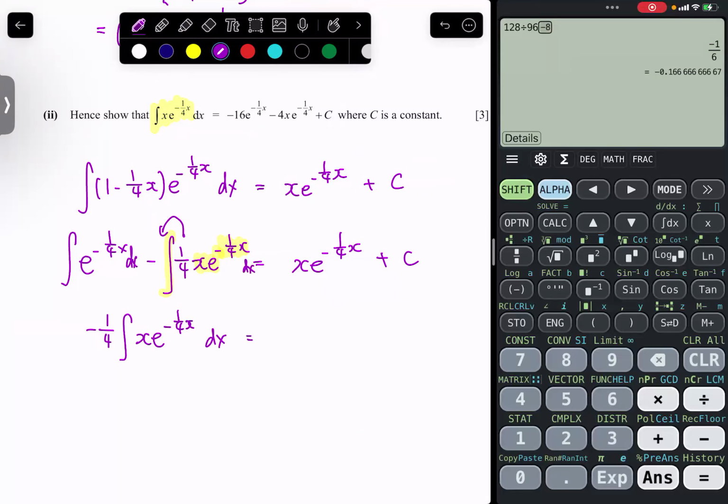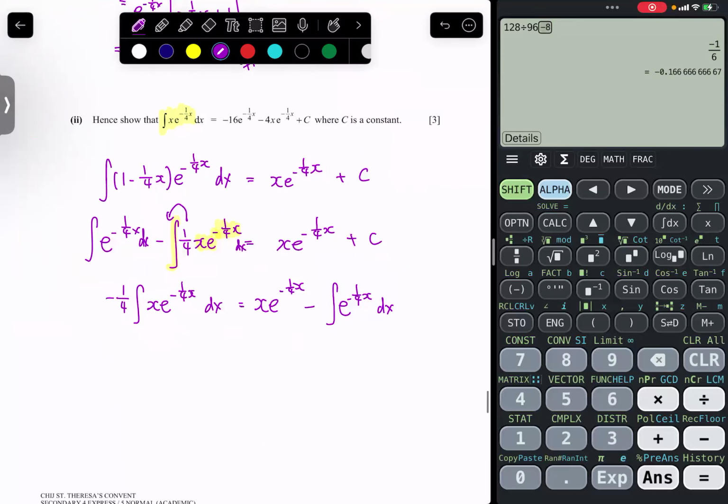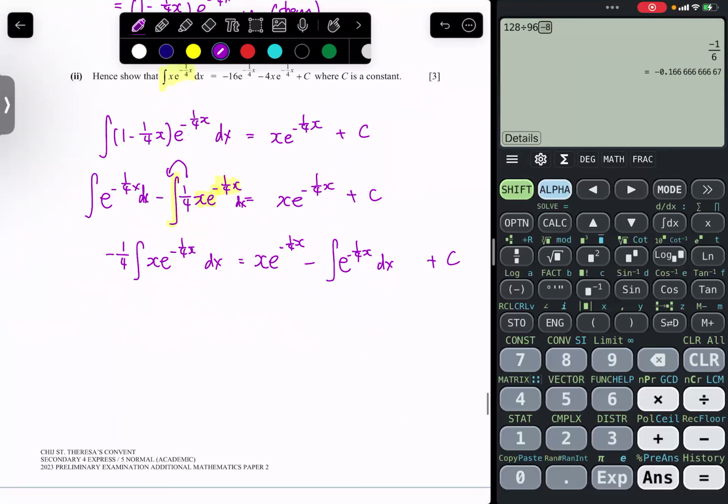Equals x e^(-1/4 x) minus the integral of e^(-1/4 x) dx, whole thing plus c on the outside. Now bring the negative 1/4 to the other side, or rather I can just multiply everything by negative 4.